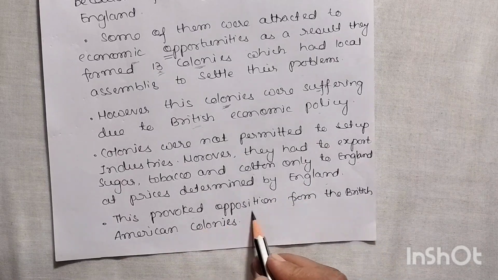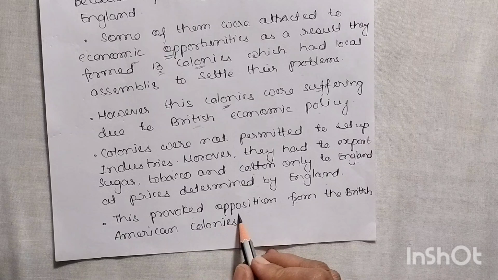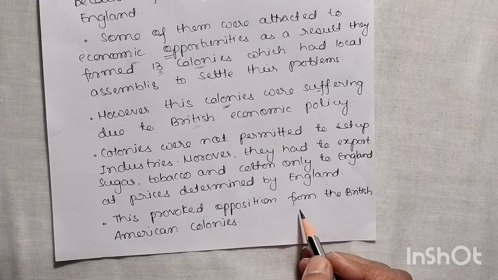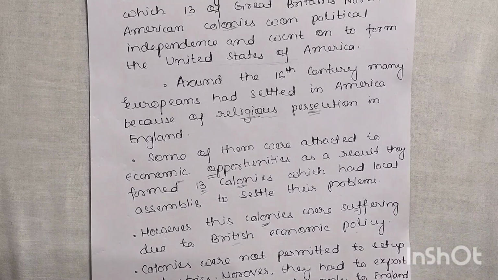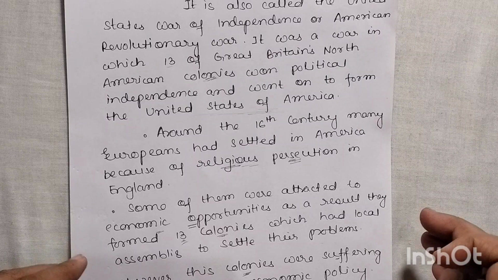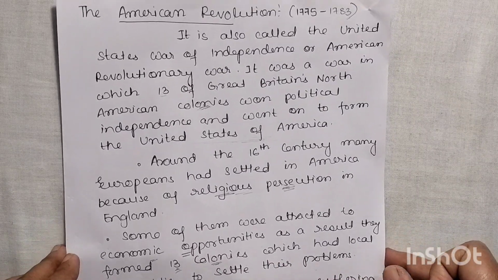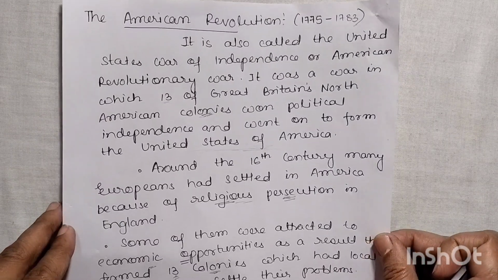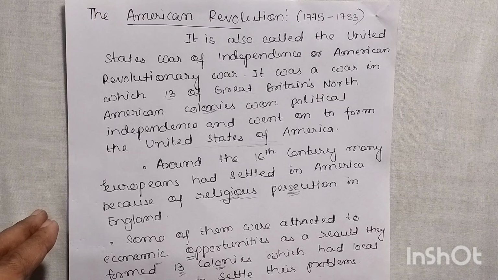This provoked opposition from the British American colony. So now what happened? The people were very angry and wanted to oppose the British. Okay, now they were not happy. These colonies' people, those who were living here, were not happy. Okay, and as a result they revolted against the Britishers and got rid of them. So this is a basic overview of the American Revolution. Let us see one by one the causes.